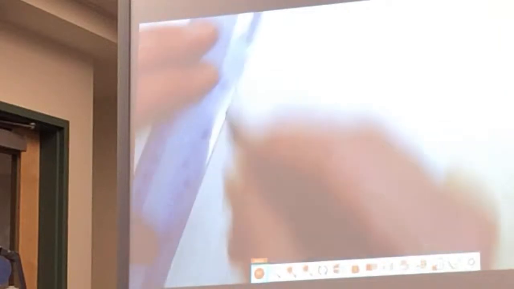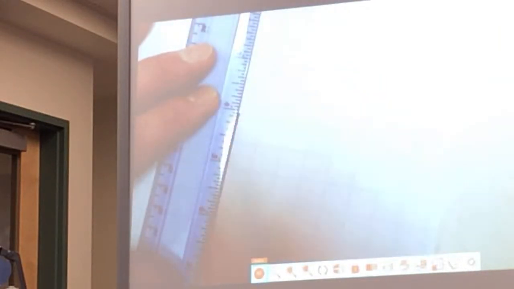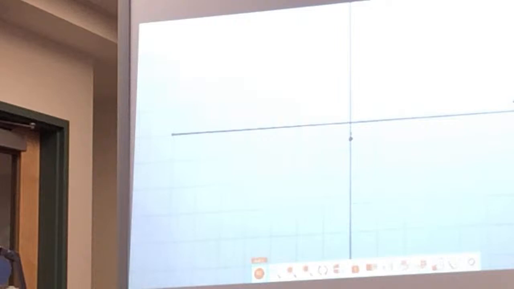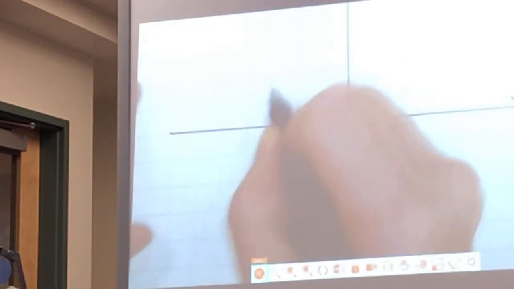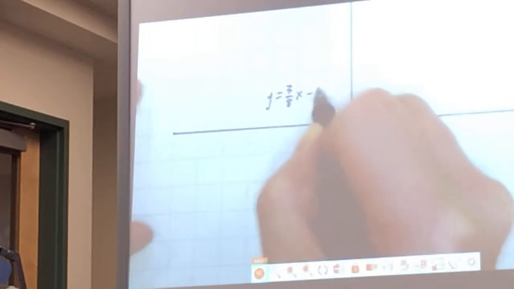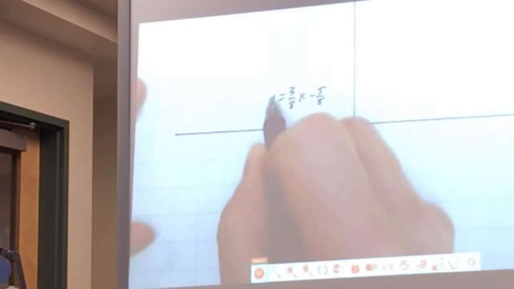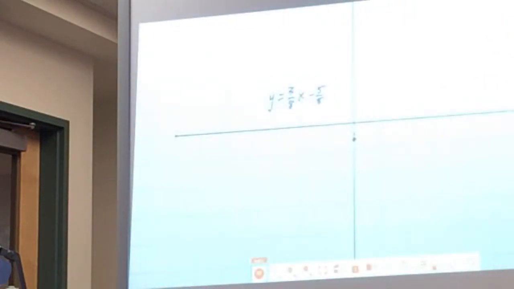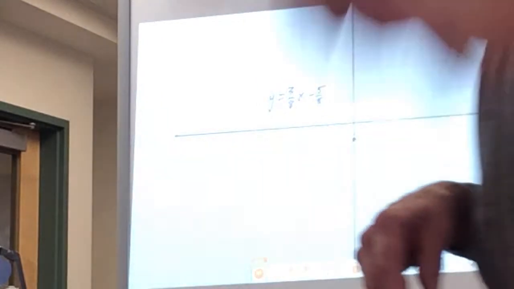So if we have our axes like this, this is y and this is x. And if each one of these is equal to 1, 5/8 is going to be about right here. And then there's a negative 5/8. So then making this slope of 3/8, how can you use that to make another point? Go up 3 and over 8.